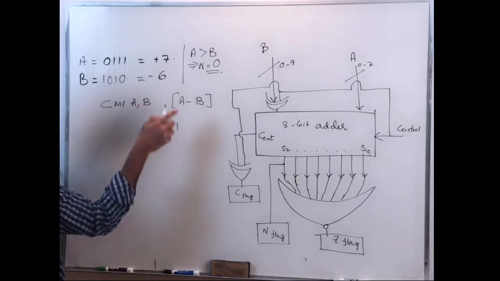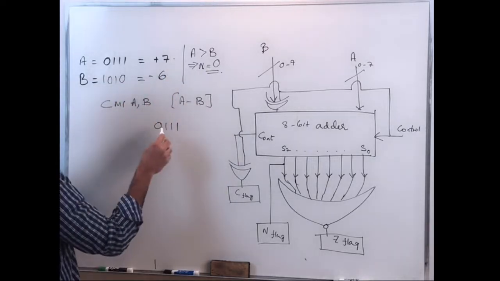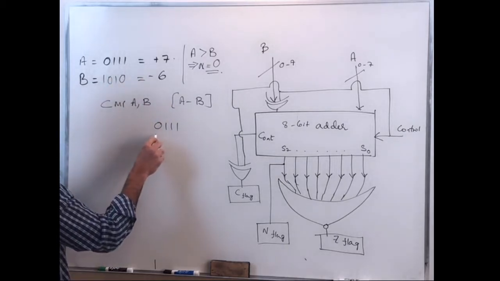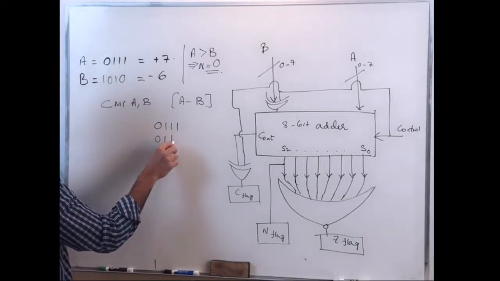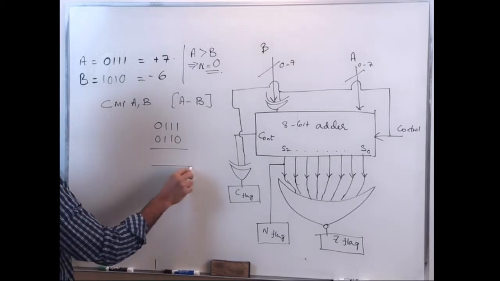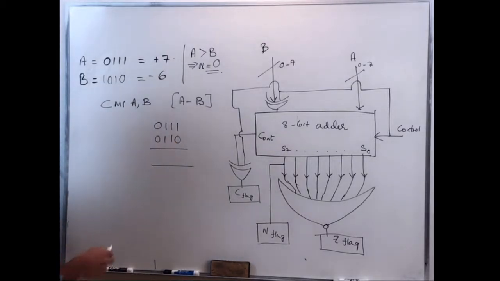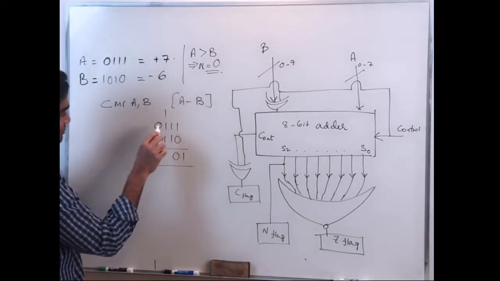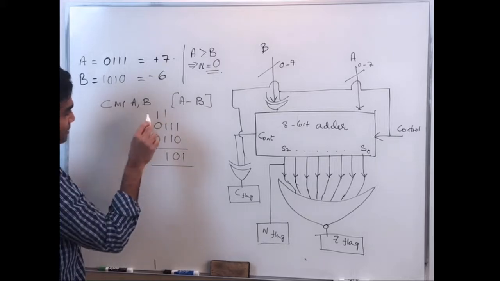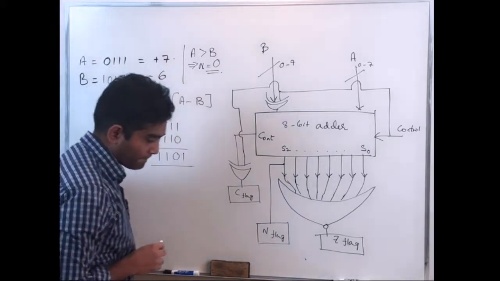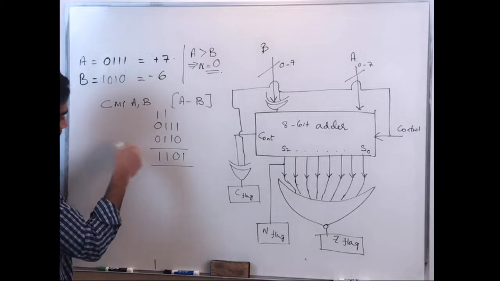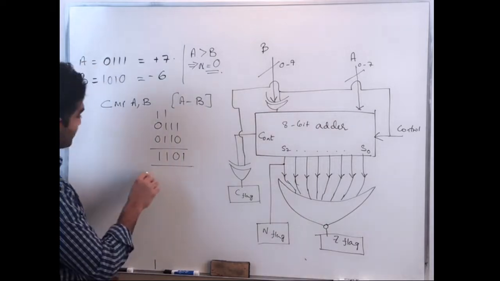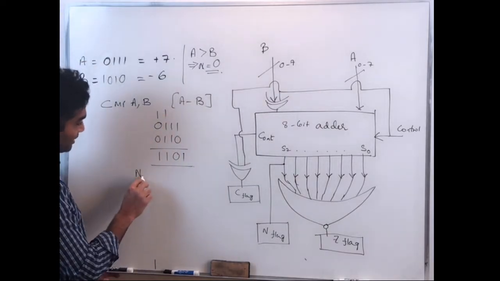Here I have 1, 0, 1, 0, which is -6. So I take the 2's complement of that, which will be 0, 1, 1, 0. And what do we get? 1 plus 0 is 1, 1 plus 1 is 0 carry 1, and 1 plus 1 plus 1 is 1, 1, 1. The output carry is 0, of course. I don't have any output carry. Now, what does my N flag say in this case?